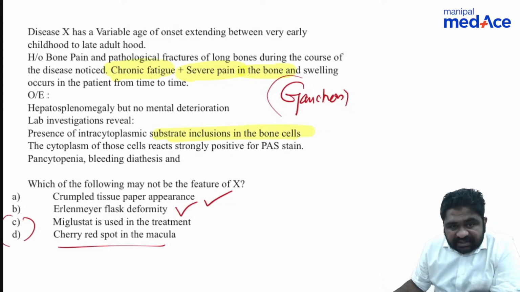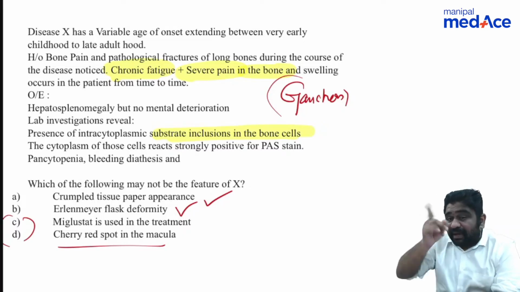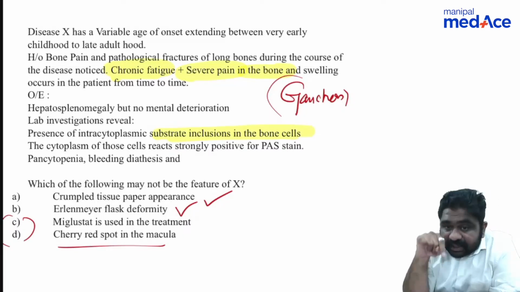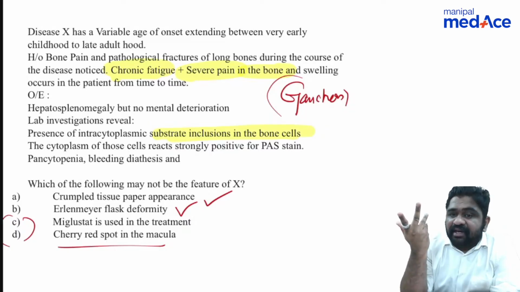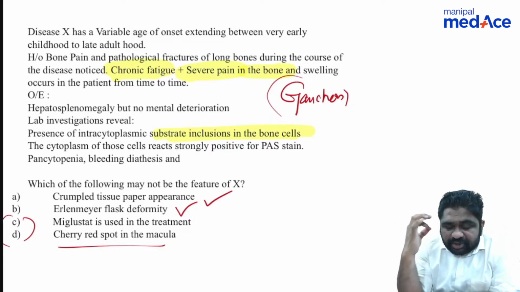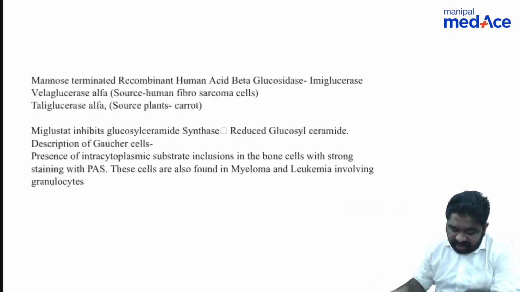Cherry red spot, is it present in the macula in Gaucher's disease? No. So by default, you are learning from this MCQ that miglustat may be a treatment for Gaucher's disease. Now look at this.